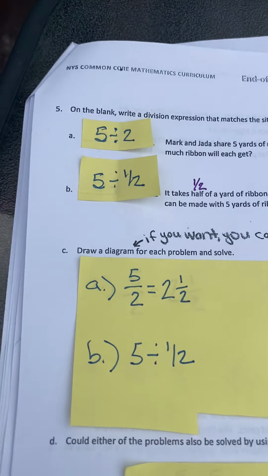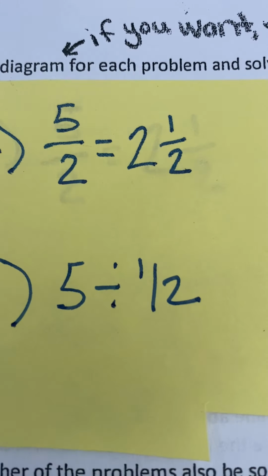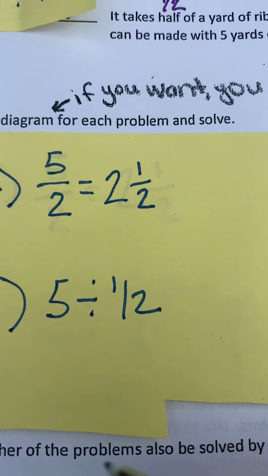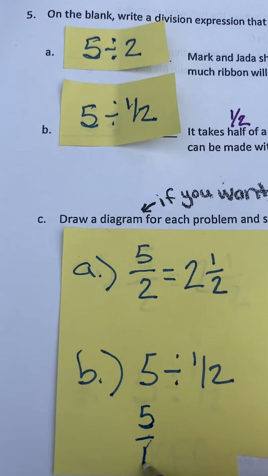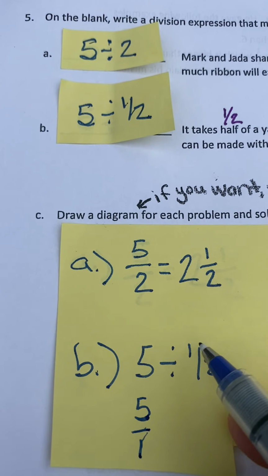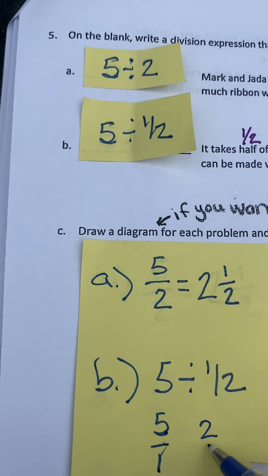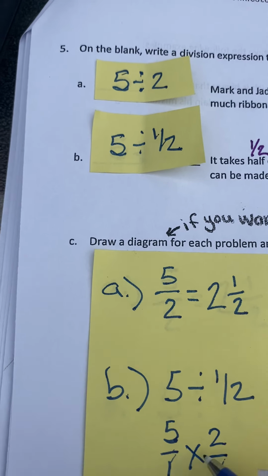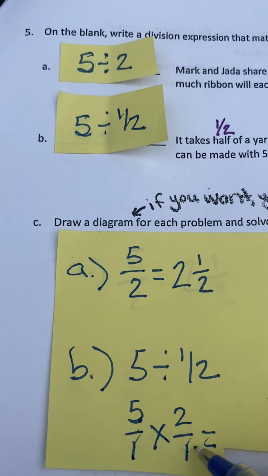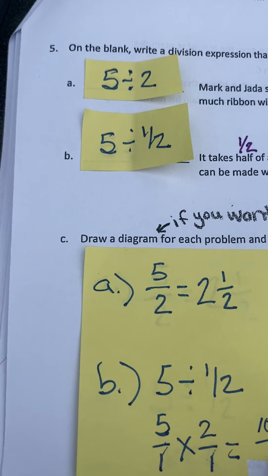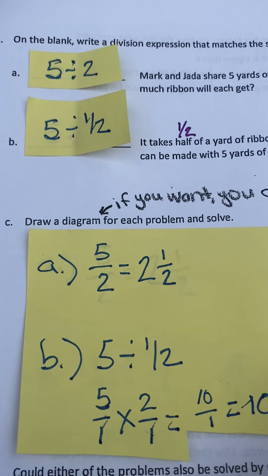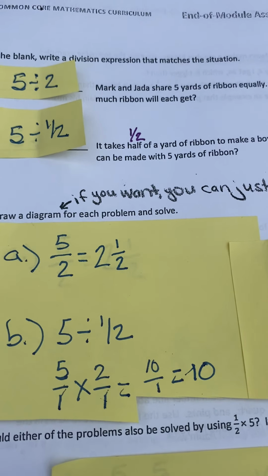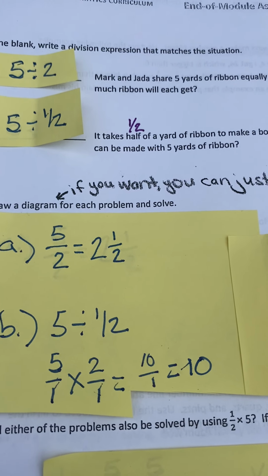All right, this is where we have division, so we do keep, flip, change. KFC. We have 5, which we can put as 5 over 1. Half, to flip, half becomes 2 over 1. And change that division to times. 5 times 2 is 10, and 1 times 1 is 1. And 10 over 1 just equals 10. So A is 2.5 and B is 10.